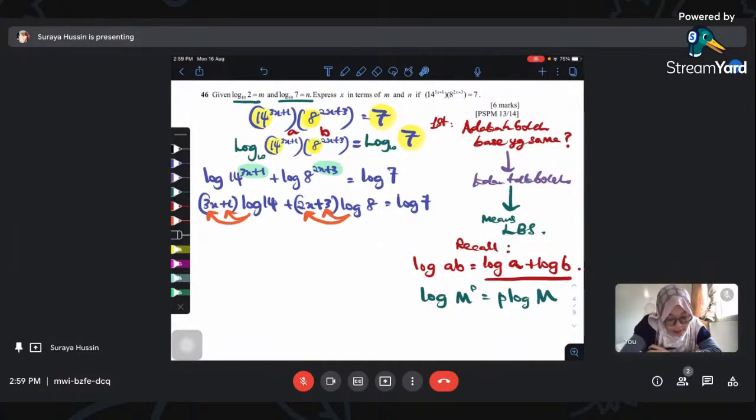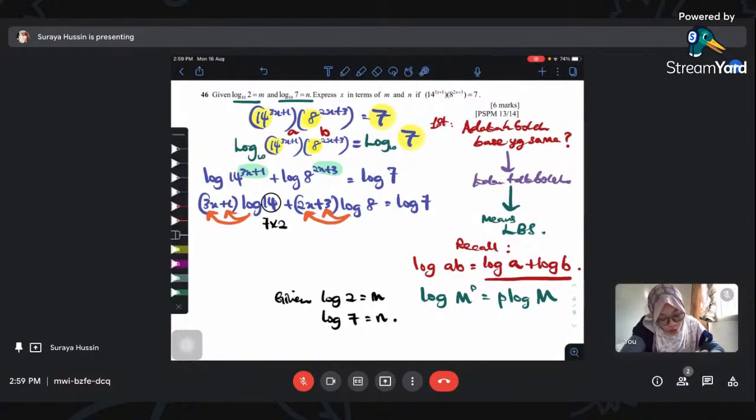Tak ada. So, kena tengok balik soalan kita lah. Soalan kita dia kata, it is given to us. Given that log 2 is equals to m. Dan juga log 7 is equals to n. Do you know that this 14 is coming from 7 times 2?